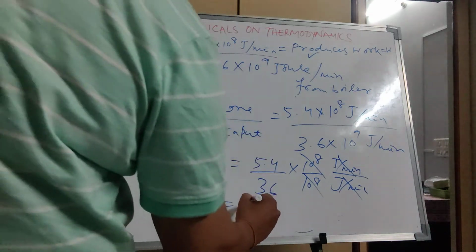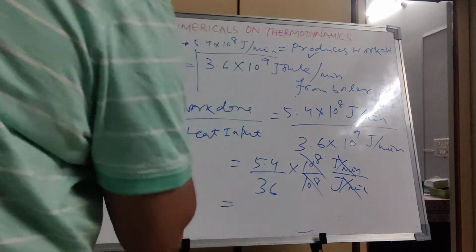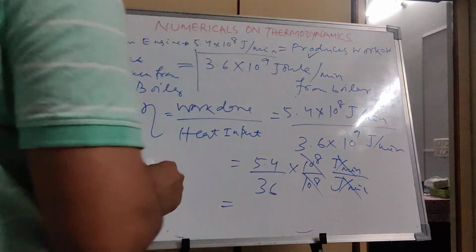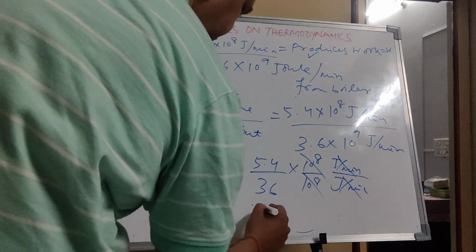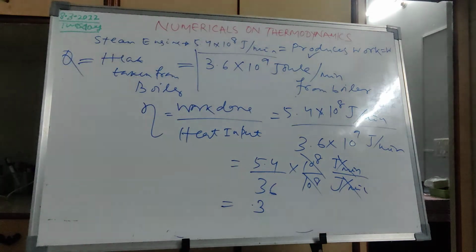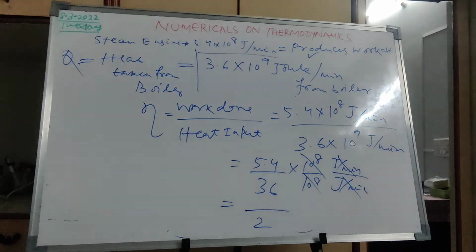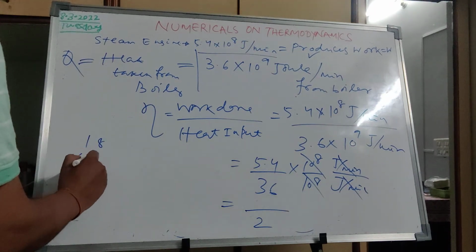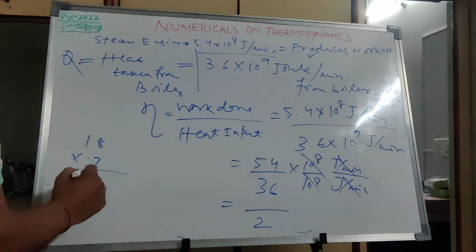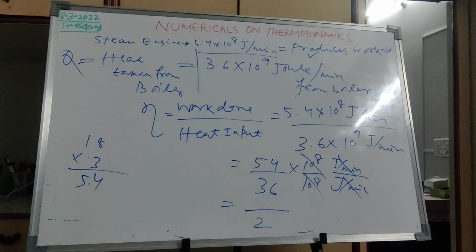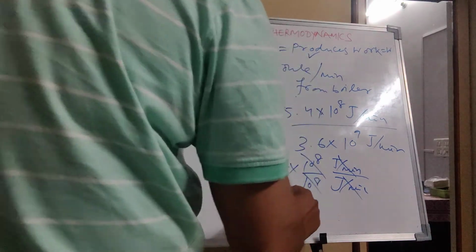So let us say in the denominator you have 18. 5.4, okay, 0.3. So 18 into 0.3 is equal to 5.4. So it becomes 0.3 by 2. So 0.3 is nothing but 3 by 10, into 1 by 2. So 3 by 20.